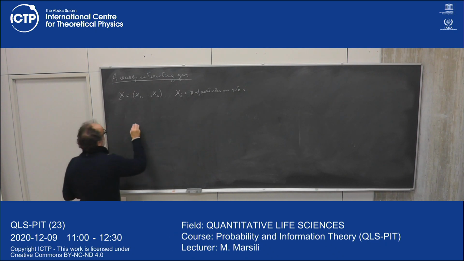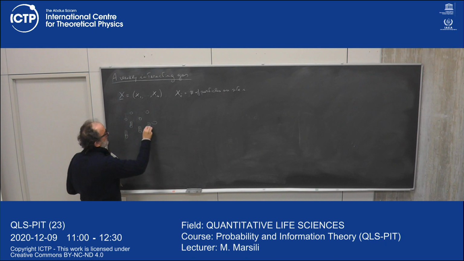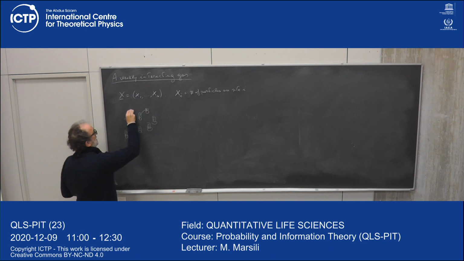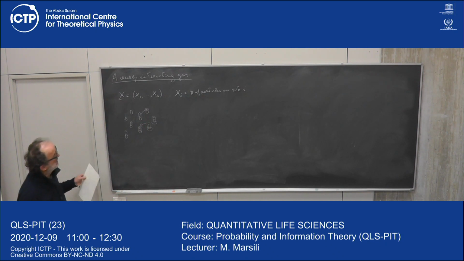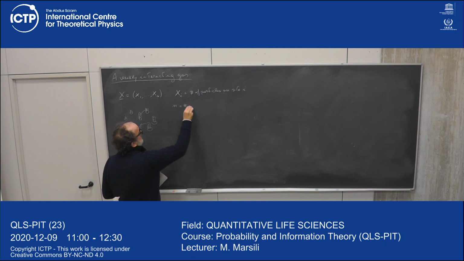So we have a system of, say, n sites. They can be arranged in different ways. On each of these sites you have a certain number of particles, and these particles can move from one site to the other. So you have this gas of particles that moves along on these sites, and n is the number of sites.